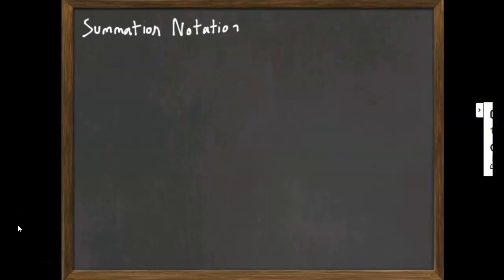Okay, in this video we're going to introduce the idea of what's called summation notation. Summation notation is a way to express a repeated sum where we're adding something up over and over for multiple terms. So we begin with a definition here.